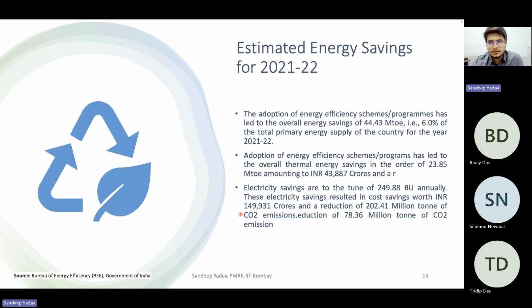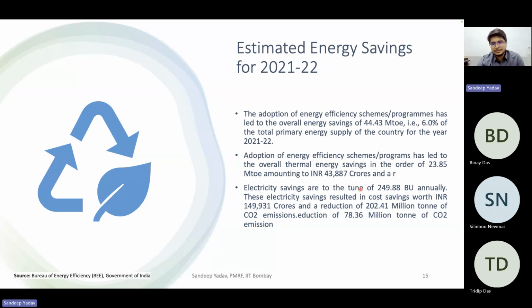So it is estimated, this study has been conducted, on the estimated energy savings due to energy efficiency. Adoption of energy efficiency schemes or programs has led to an overall energy savings of around 44 million tons of oil equivalent. That is 6% of the total primary energy, due to energy efficiency only. Now, adoption of the energy efficiency schemes led to an overall thermal savings of around 23.85 megatons of oil equivalent, which can save an amount of around 43,887 crores of Indian rupees.